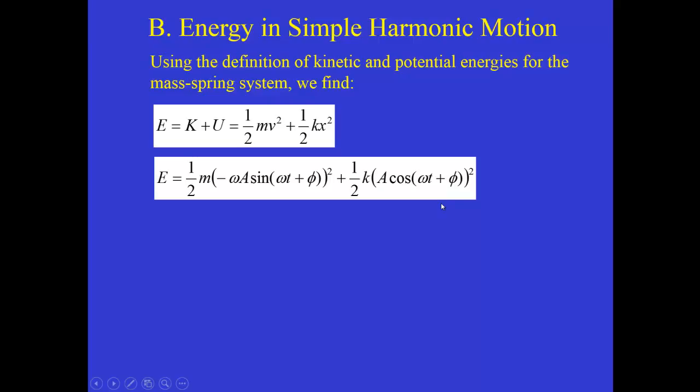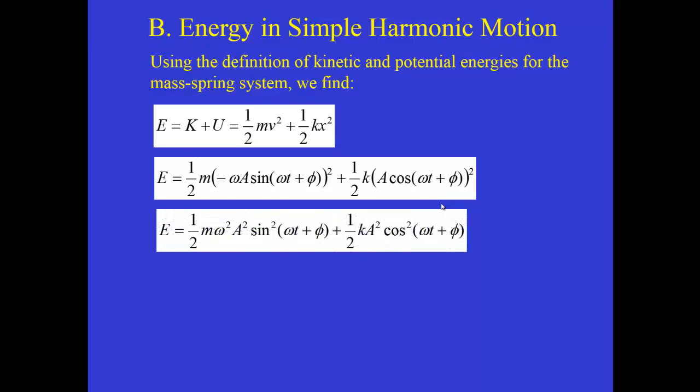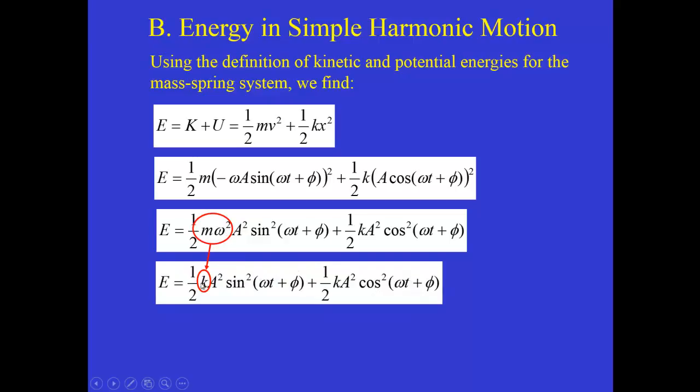All right, so we do a little bit of arithmetic here, and we find that the omega squared comes out in front. There's an A squared out in front, and there's a sine squared term. And then over here, 1/2 k A squared times the cosine squared term. It doesn't look obvious that we can simplify that anymore, except remember that there's a relationship between omega, k, and m. We showed that on a previous slide. The relationship was that omega squared is equal to k divided by m, which means that m omega squared is the same thing as k.